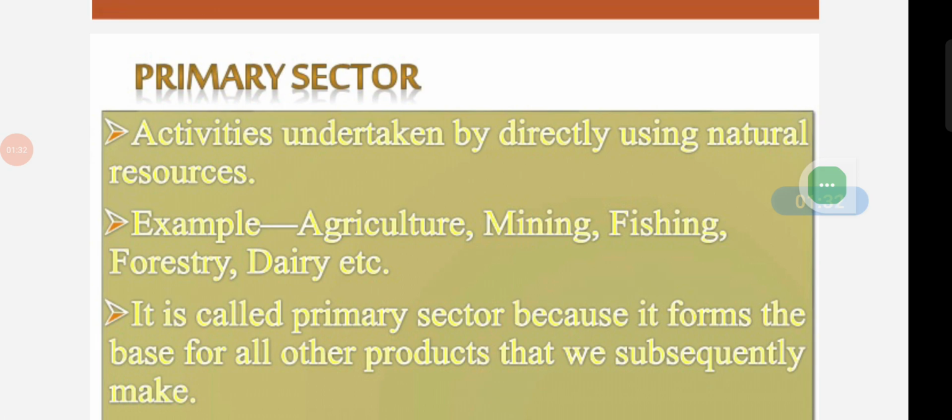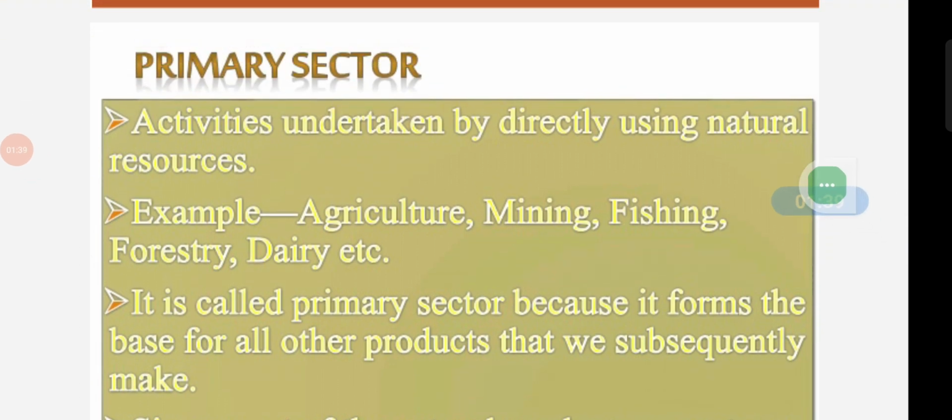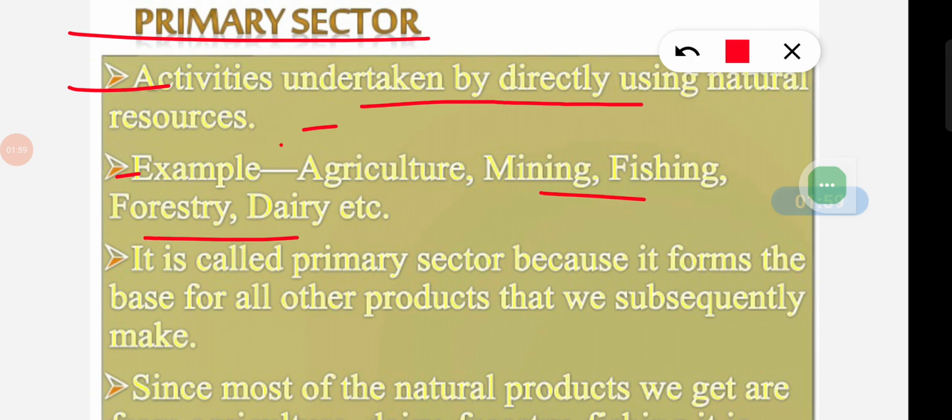Next, what is the primary sector? After watching this video you can easily classify it. Primary sector activities are those undertaken by directly using natural resources, for example agriculture, mining, fishing, forestry, dairy, etc. It is called the primary sector because it forms the base for all other products that we subsequently make. This is the main sector that provides raw material to the other sectors, so the primary sector is the most valuable. In ancient times, our Indian economy was dependent on the primary sector.